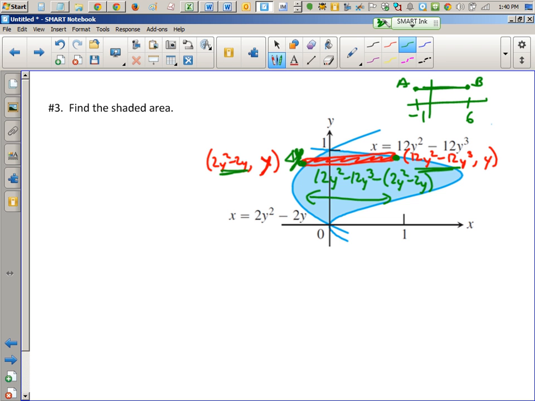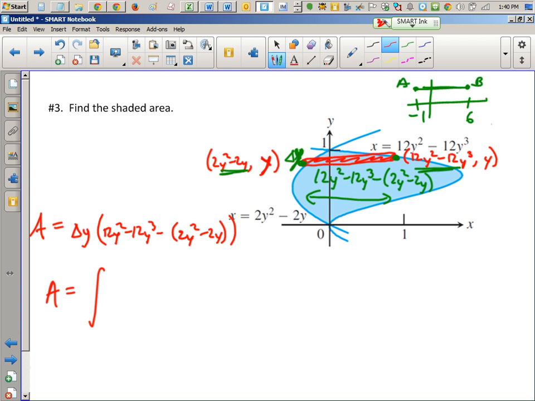Okay. So here is the area of that little rectangle. It's delta y this time times the change in x. 12y squared minus 12y cubed minus 2y squared minus 2y. And therefore your integral is the infinite case of that. You're integrating 12y squared minus 12y cubed minus 2y squared plus 2y. Delta y becomes a dy.